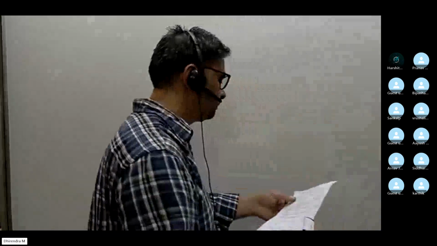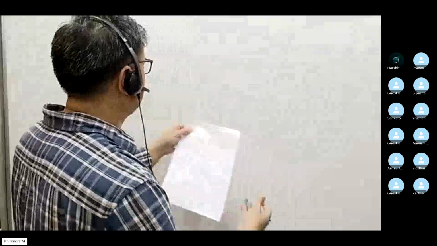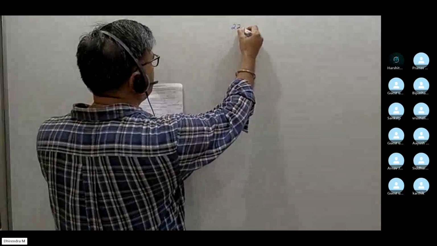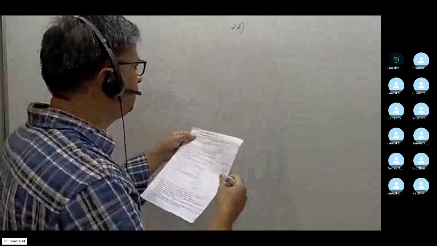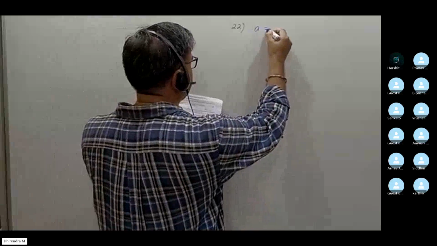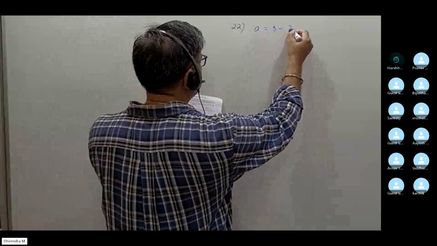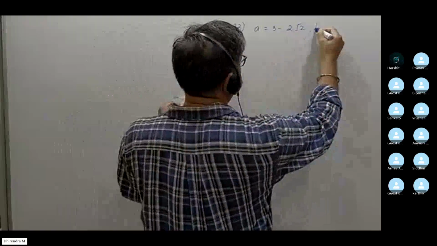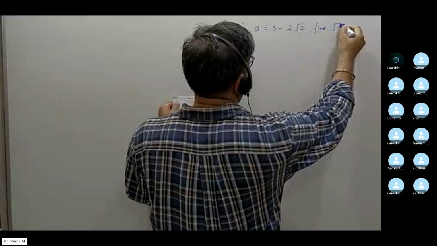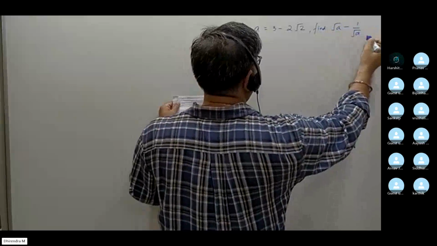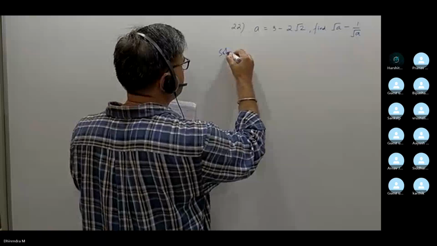So 29 and 22. Let me do 22 first. Question number 22. This can be tricky if you are not very conversant with the identities. Let's see how to solve this. A is equal to 3 minus 2 root 2, and we are required to find root A minus 1 by root A.